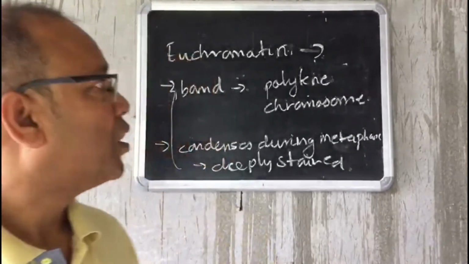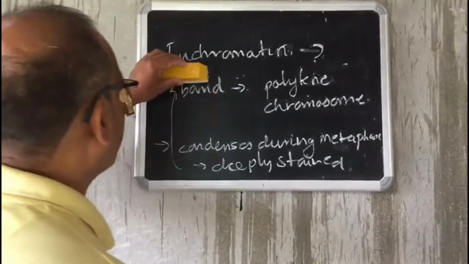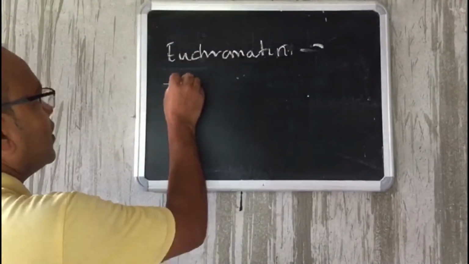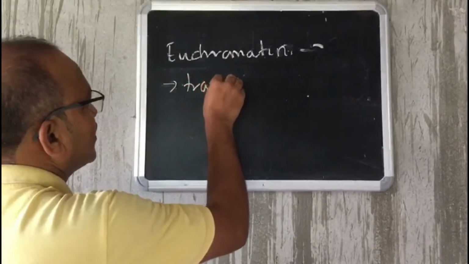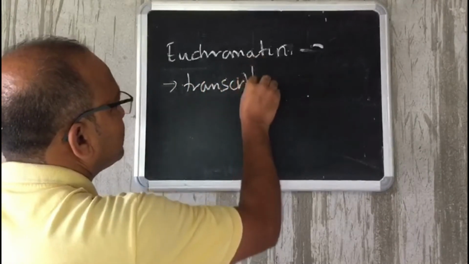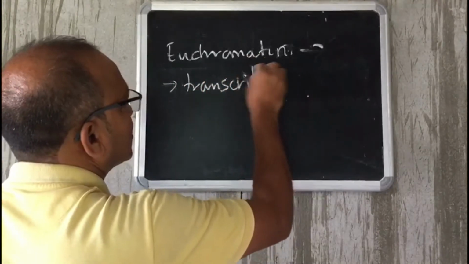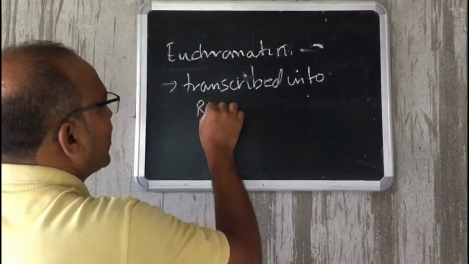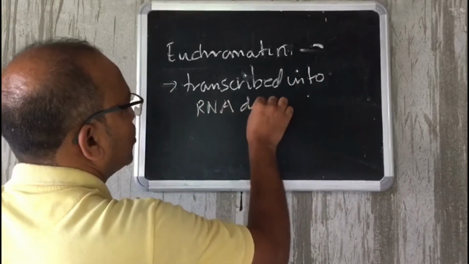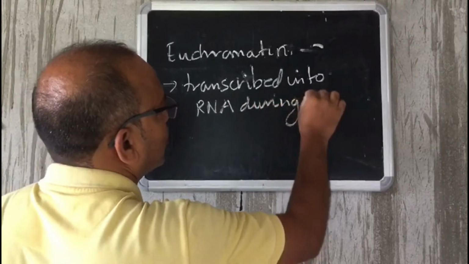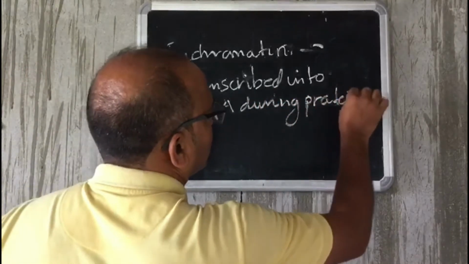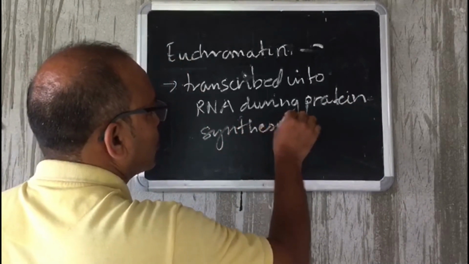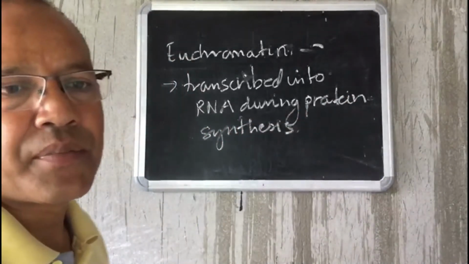Euchromatin is the part that is transcribed. One of the important points here that we need to remember is that euchromatin is transcribed into RNA during protein synthesis. So these are the important things that we need to remember.